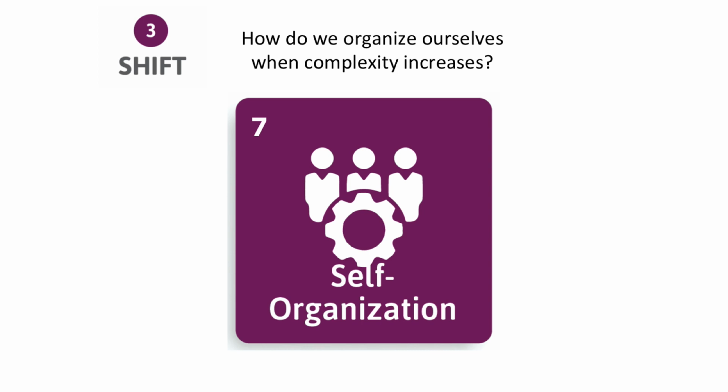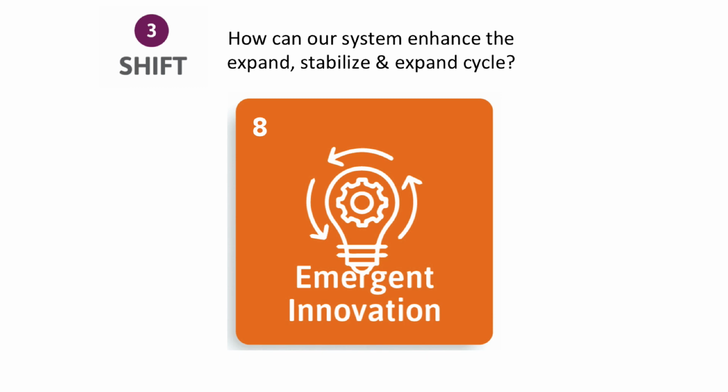Step 8 is about innovation. And the key question there is, how can our system enhance the cycle of expansion and stabilization? How can we continuously interact with our environment and perpetuate our existence by innovating? And this is also a process of the increased complexity that I talked about in step 7, but it's also about combining many of the other steps that we've seen previously and putting that in a continuous learning and innovation building process.